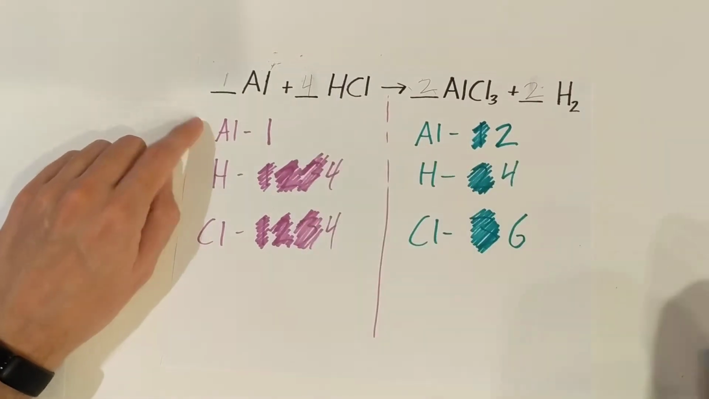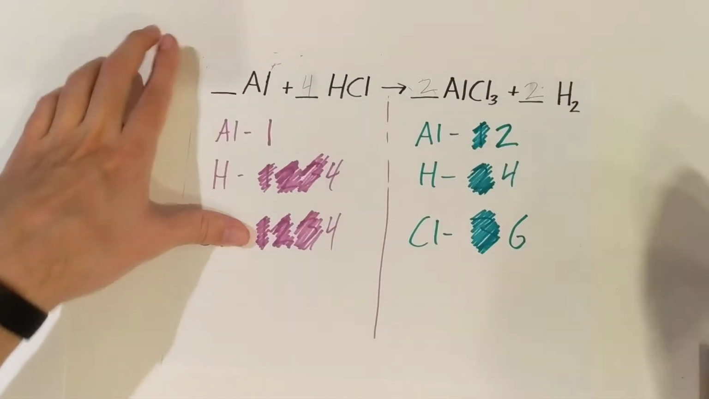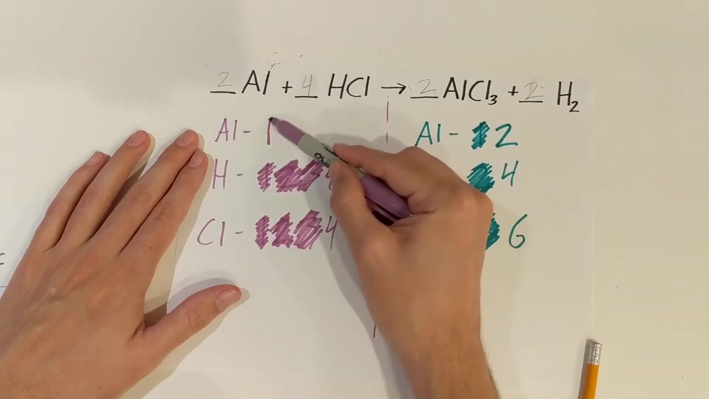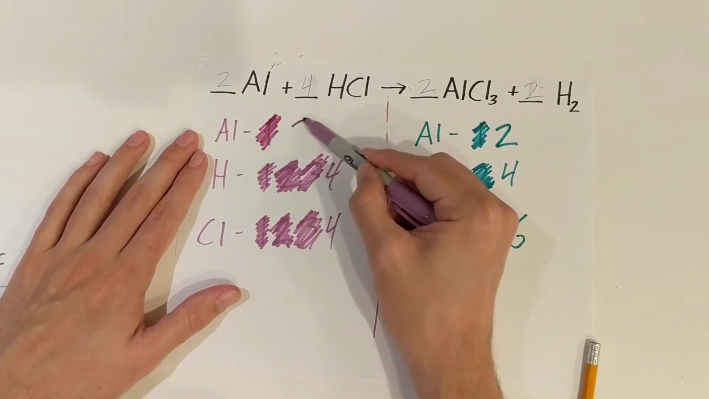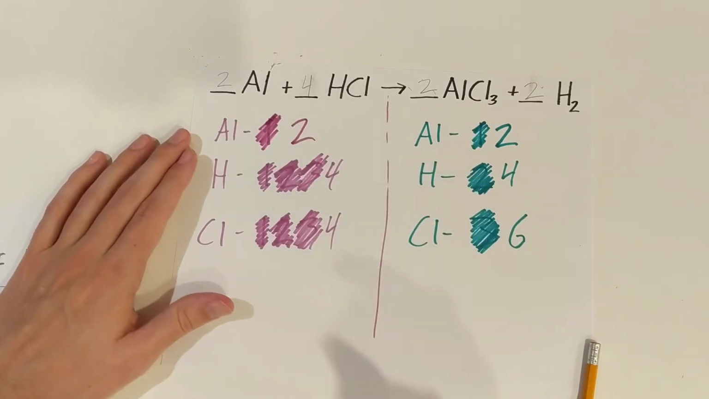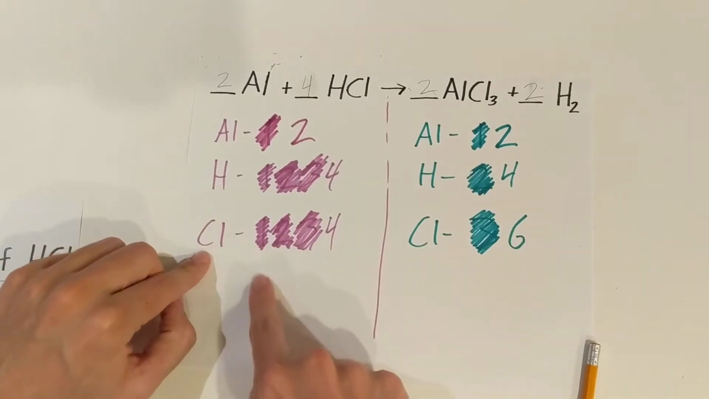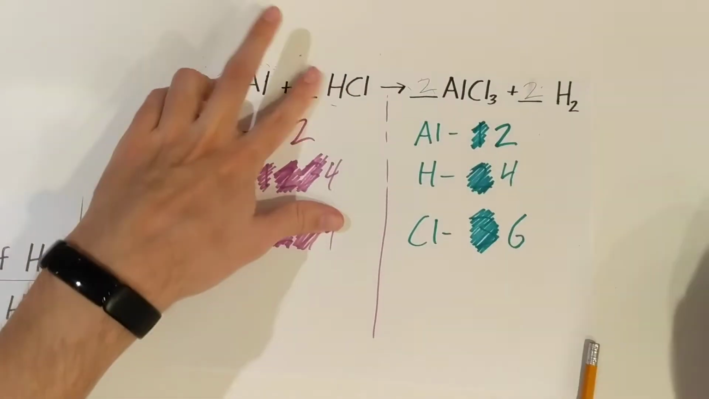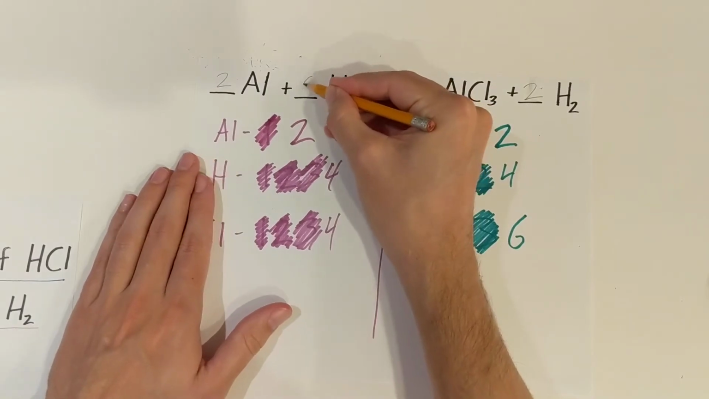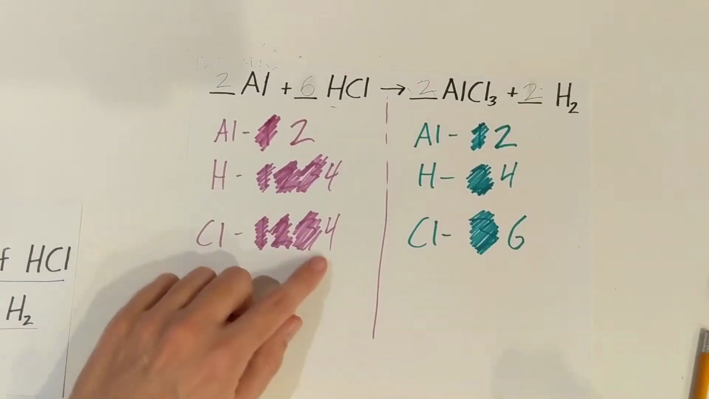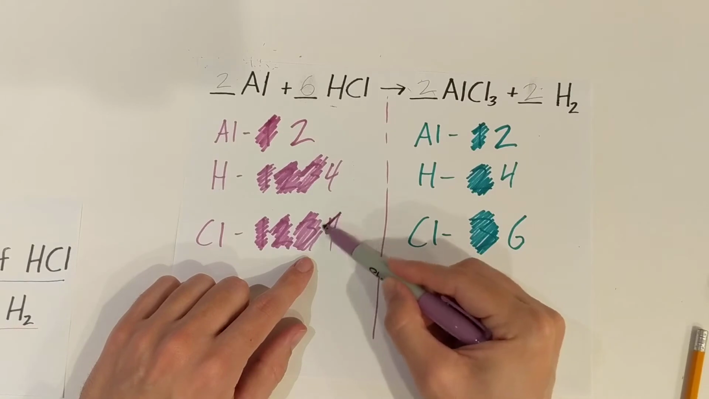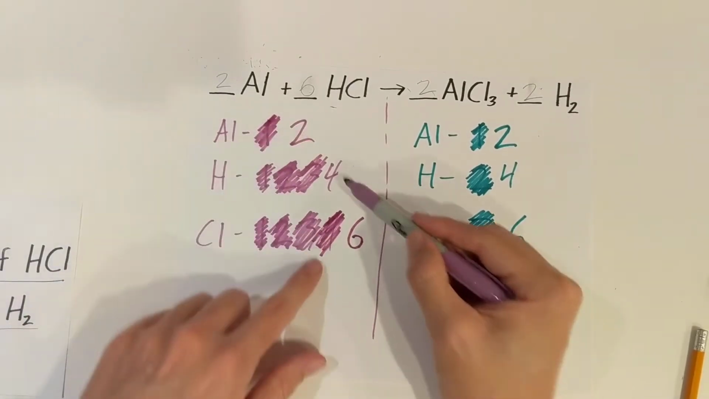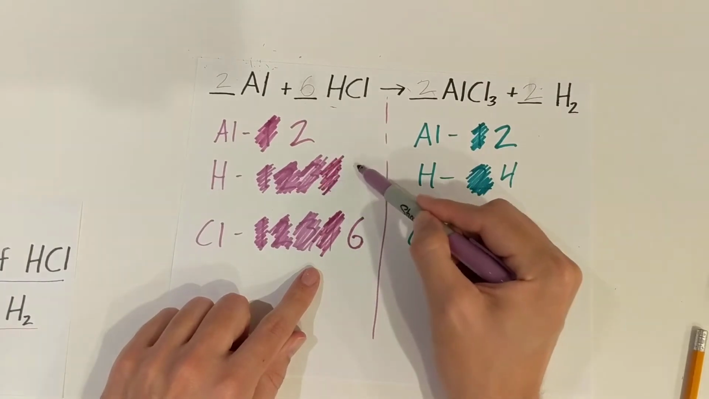I got to add 1 aluminum onto my left side. So I'll change this to a 2, and that will give me 2 aluminum. So that was an easy fix. And now I got to make 6 chlorine on this side. So I could change this right here to a 6, because if that's 6, my chlorine will be 6. And if this is 6, my hydrogen will be 6.